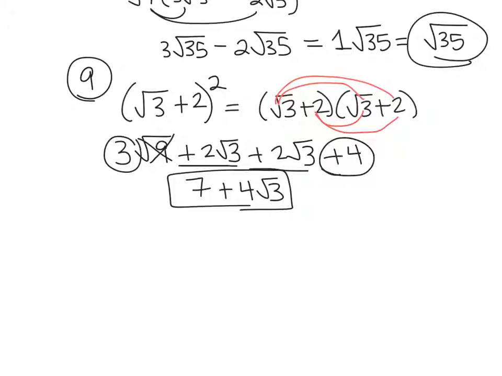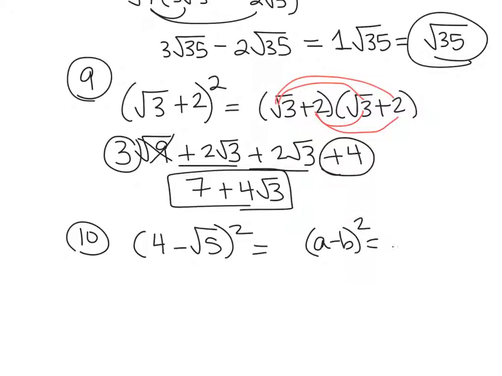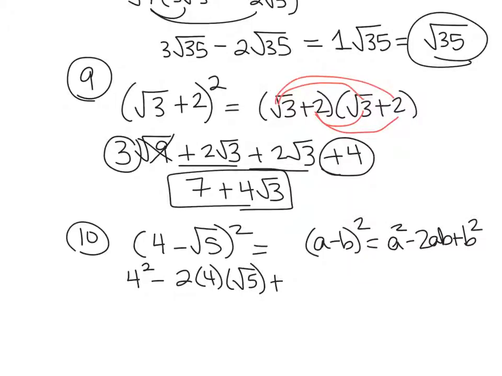Okay, number 10. Another similar one. 4 minus the square root of 5, squared. So you can also use the shortcut. Do you remember (a minus b) squared would be a squared minus 2ab plus b squared. So if we did that, we would have 4 squared minus 2 times 4 times square root of 5 plus square root of 5 squared.